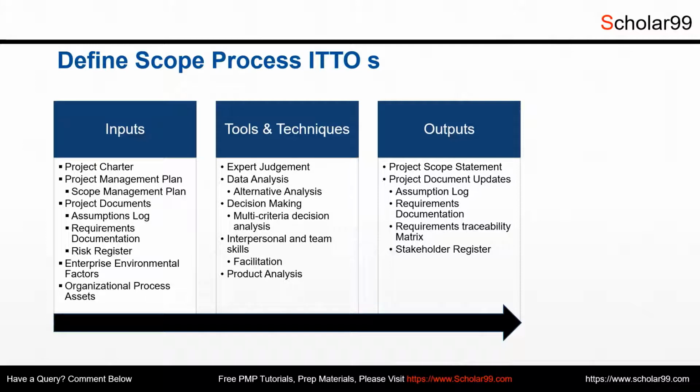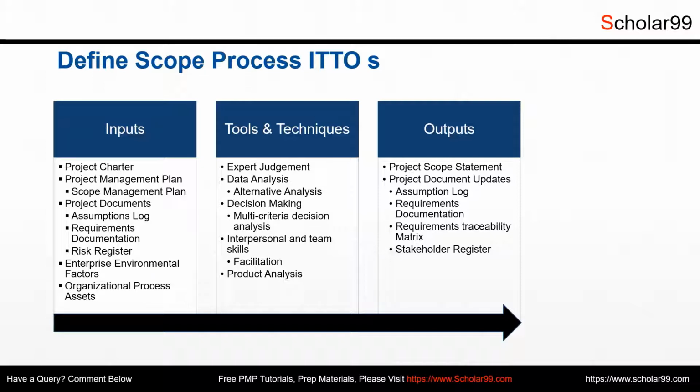Enterprise environmental factors. Enterprise environmental factors are the cultural aspects and ways of working of your organization in defining the project scope. Organizational process assets are nothing but the project scope statement templates and lessons learned templates from similar historical projects. Now let's look at the tools and techniques.